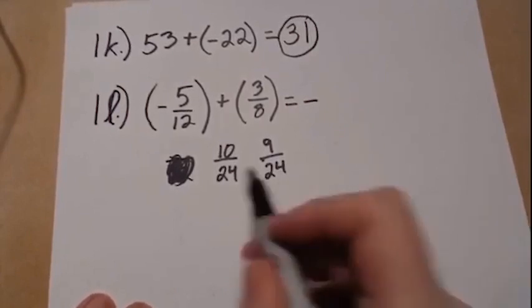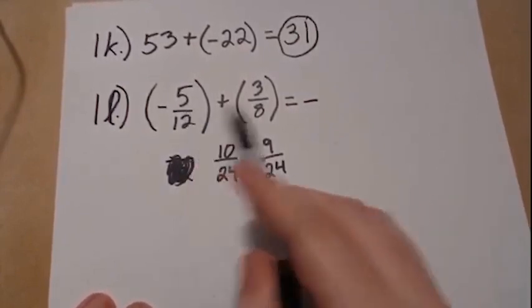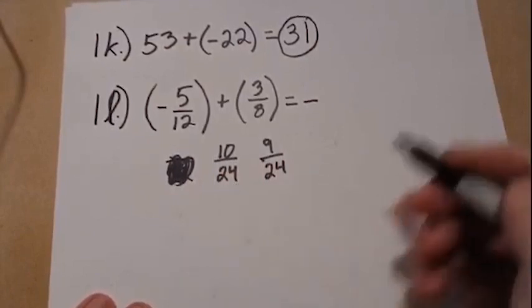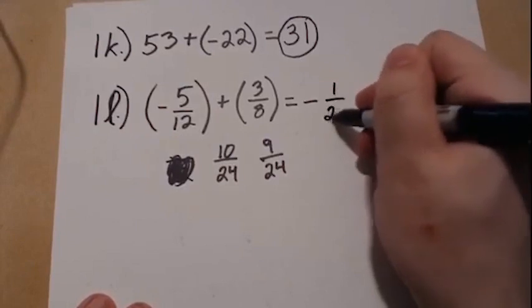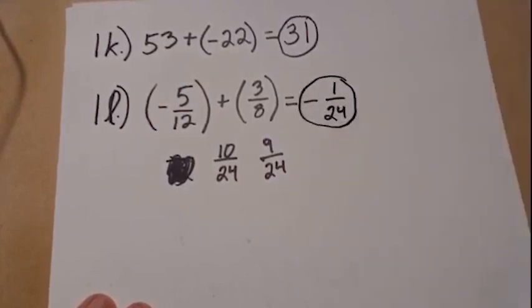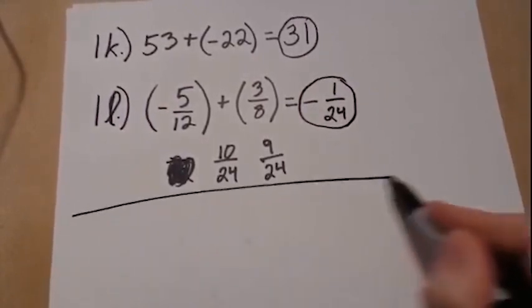Our answer is negative. We subtract the absolute values because they were different signs. 10/24 minus 9/24 leaves us with 1/24. So negative 1/24 is the answer.